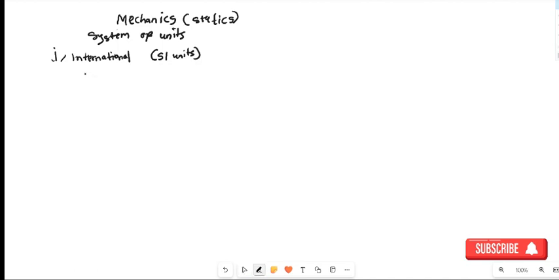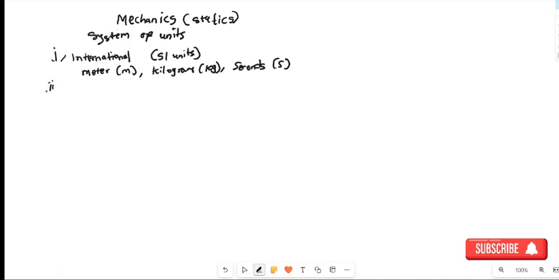So in here we have units like meter, which has a symbol of m, kilogram, which has a symbol of kg, and seconds, which has a symbol of s. And these are just the three basic SI units we have for now.